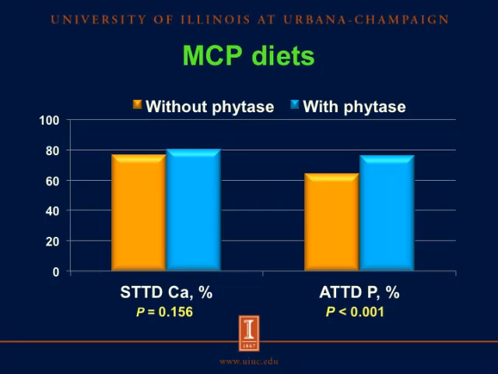For MCP diets, the digestibility of calcium was not affected by the microbial phytase, so this may indicate that calcium was not bound to phytate, and we believe that this is because the calcium is already bound to phosphate in this product. Therefore, it's more difficult for phytate to bind this calcium that is already bound to phosphate. And here also we observe that the digestibility of phosphorus increased by the inclusion of microbial phytase. Therefore, some of the phosphorus was released from phytate.